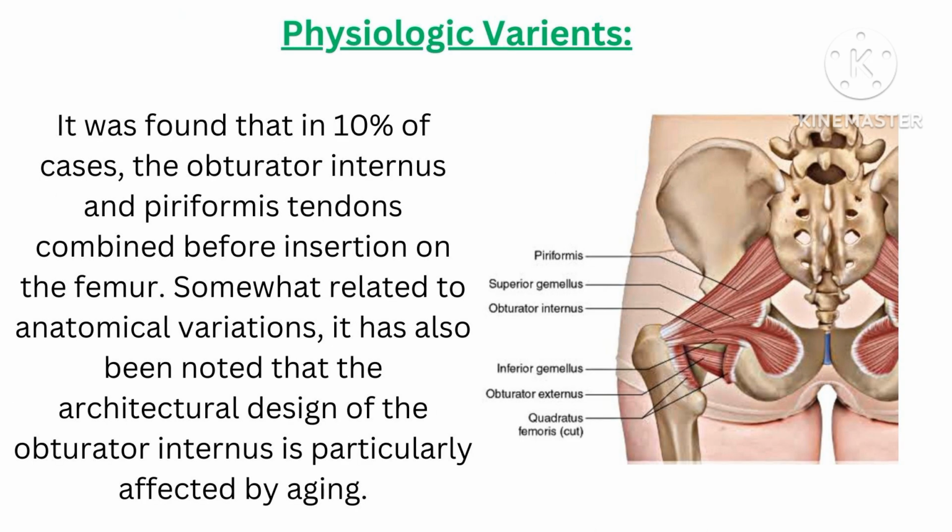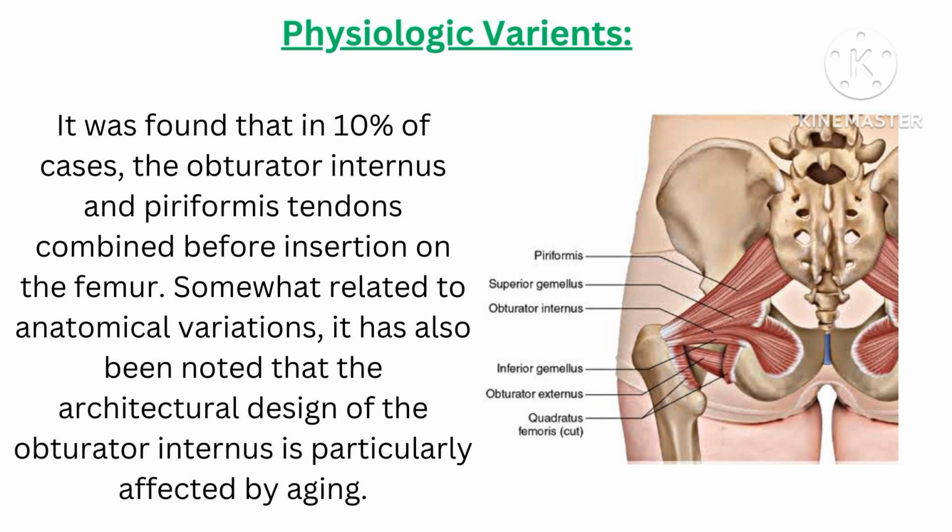Physiological variants. Literature has only reported a few physiological variations of the obturator muscles. One study by Pine et al. examined variations in the relationship between the piriformis and obturator internus to better inform piriformis preservation during posterior hip arthroplasty. The tendon crossing angles, location of insertion onto the greater trochanter, and the fusion between tendons prior to insertion were analyzed. It was found that in 10% of cases, the obturator internus and piriformis tendons combined before insertion on the femur.